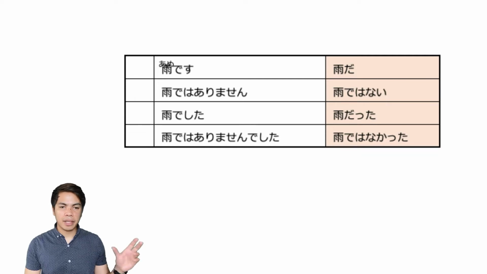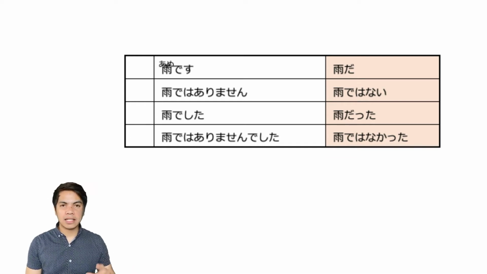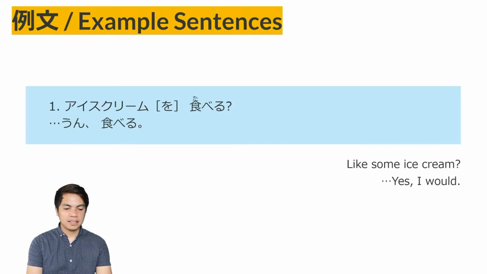Now for the nouns, let's follow the same rule as the na adjectives. Ame desu, ame da. Ame dewa arimasen, ame dewa nai. Ame deshita, ame datta. Ame dewa arimasen deshita, ame dewa nakatta. Just like the na adjective. So let's read the example sentences. Number 1. Ice cream taberu.